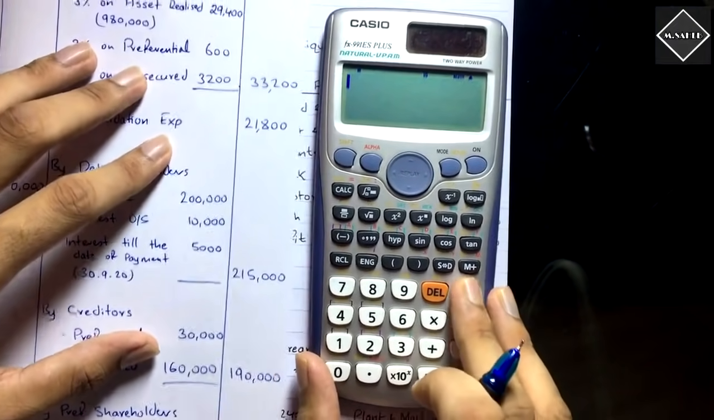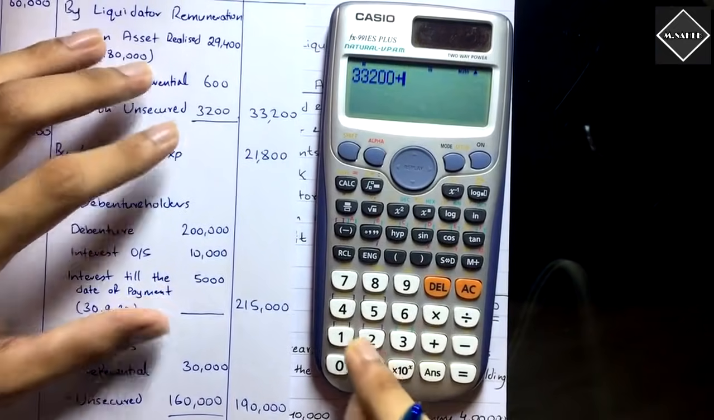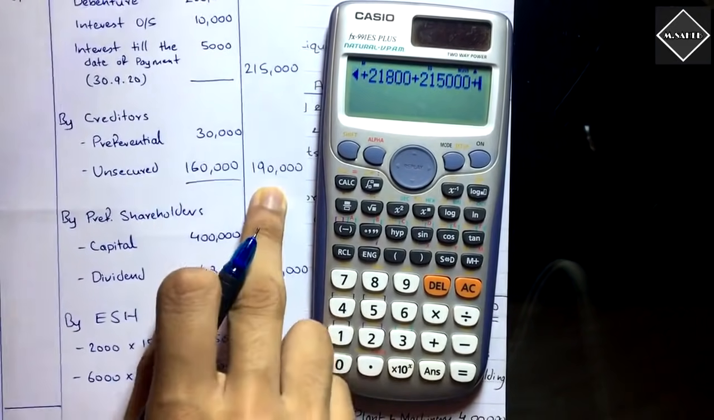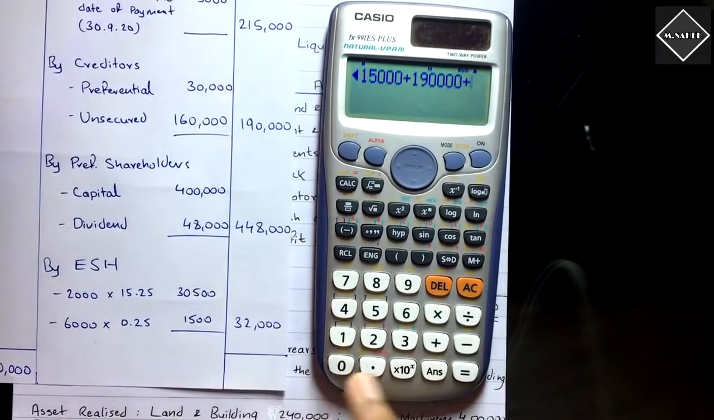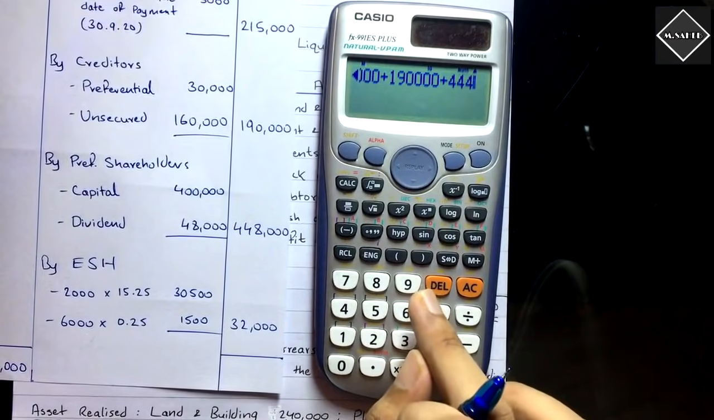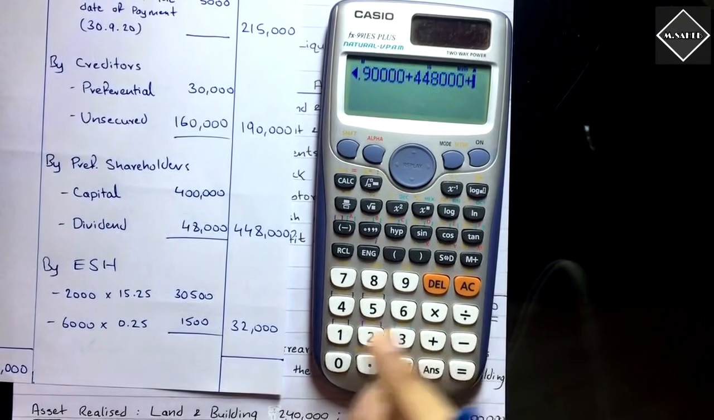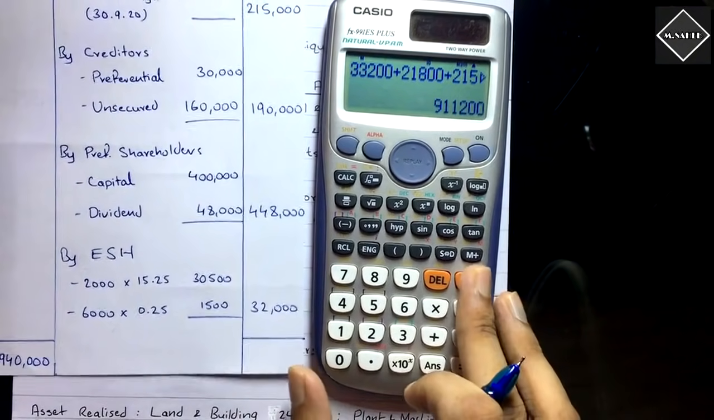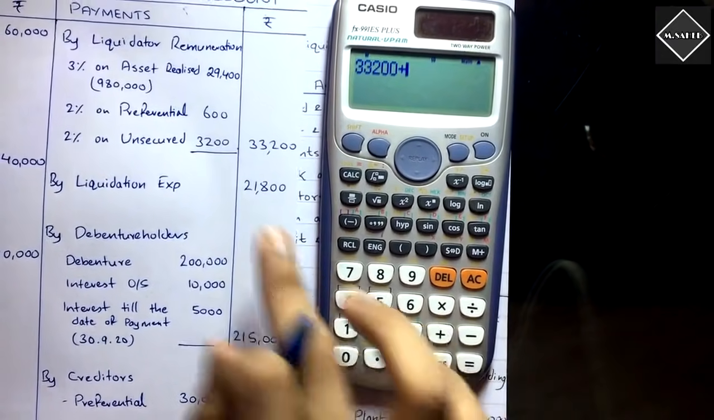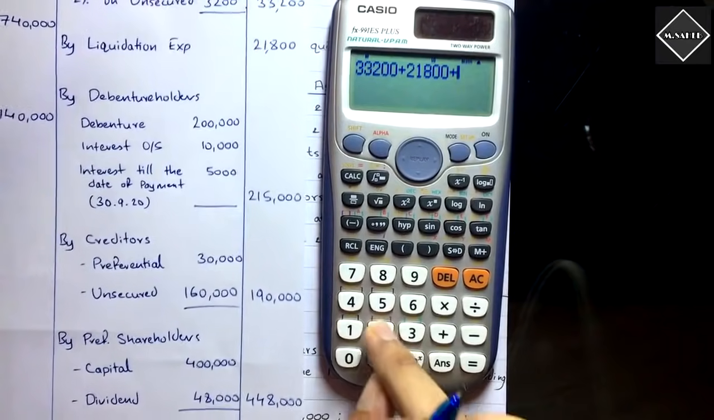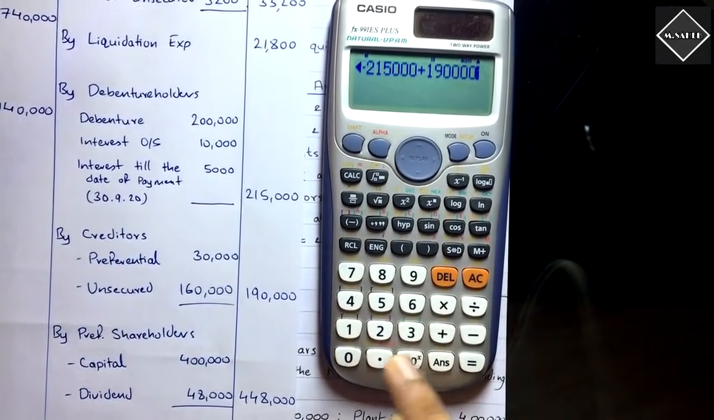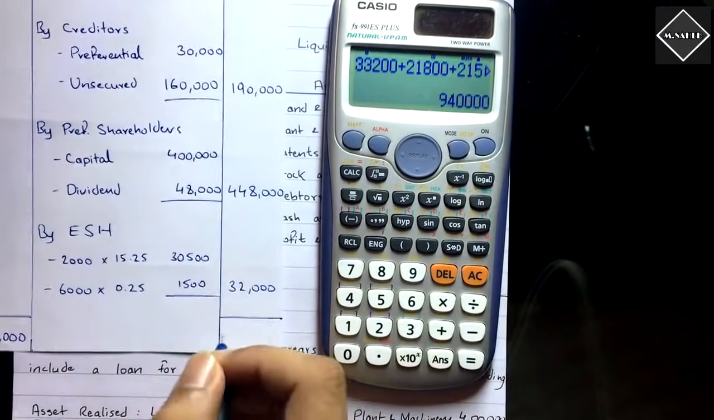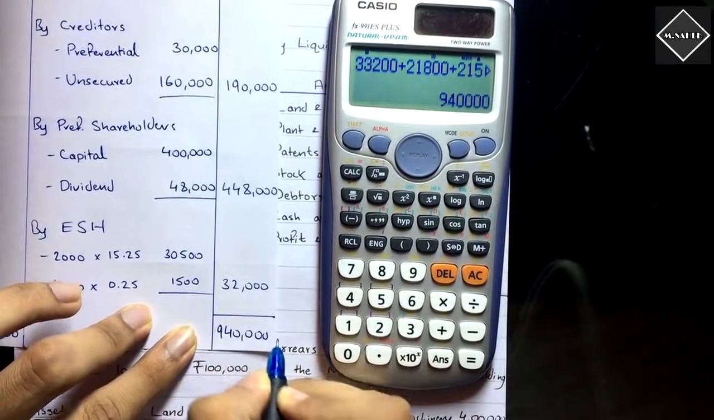And then here on the payment side, as you can see, liquidator remuneration 33,200 plus 21,800, the liquidation expense, plus the debenture holder payment, that is 2,15,000, plus the creditor payment 1,90,000, plus the preference shareholders payment 4,48,000, plus 32,000, the payment to equity shareholders. Oh, sorry, I made a mistake somewhere. Let's calculate that again. See here, 33,200 plus 21,800, plus 2,15,000, plus 1,90,000, plus 4,48,000, plus 32,000, that is equal to 9,40,000. Yes, 9,40,000 total. It is tallied now because the balancing figure has gone to equity shareholders.